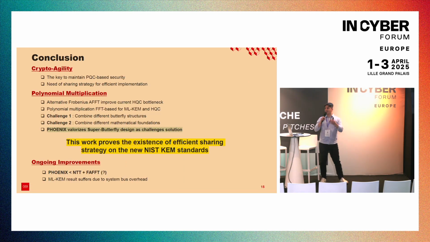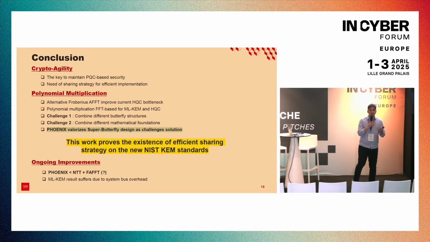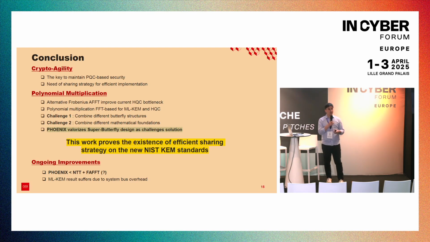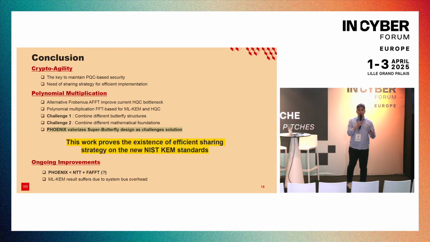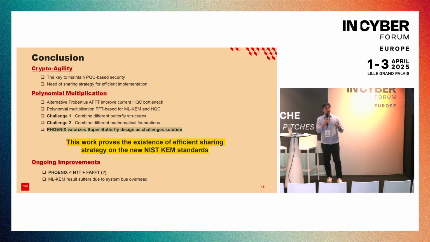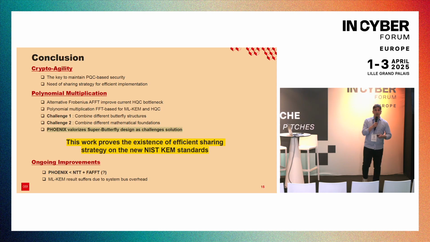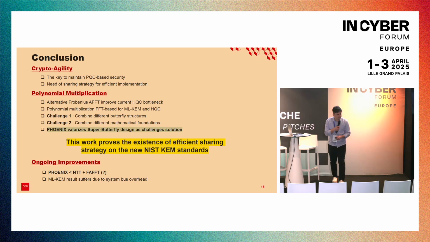At this point, we arrive at the conclusion. What we understood in this presentation is that crypto agility is the key for maintaining the future security of our post-quantum solutions. We demonstrate in this presentation that the introduction of an alternative polynomial multiplication operation allows us not only to improve the performance of one of the cryptosystems, but also to propose a sharing strategy in terms of polynomial multiplication between two cryptosystems relying on two different cryptographic families.